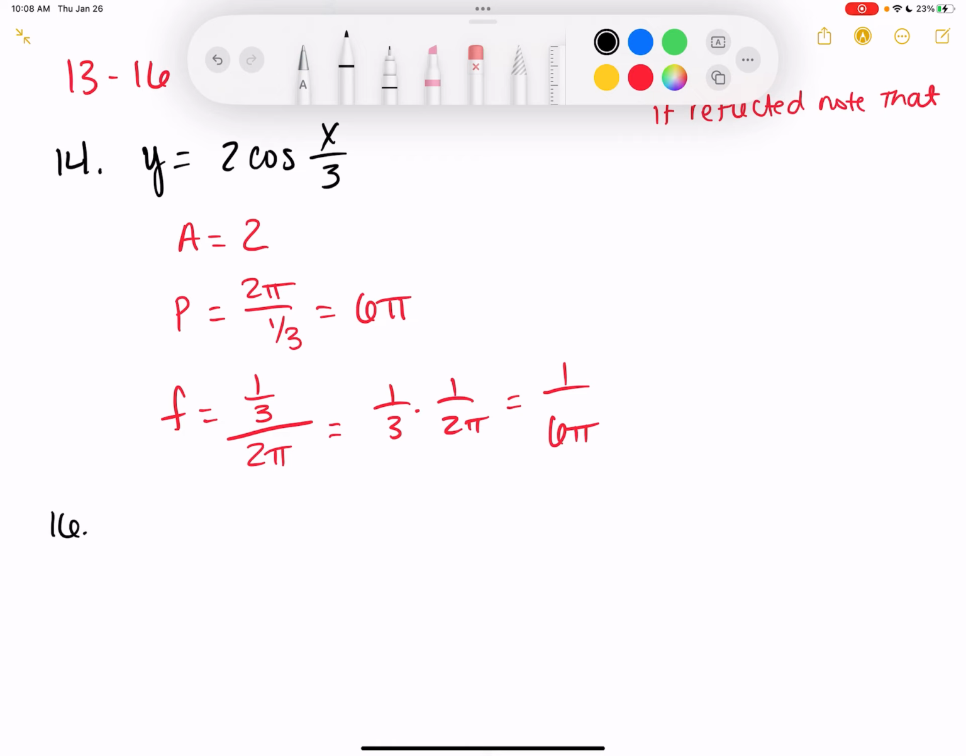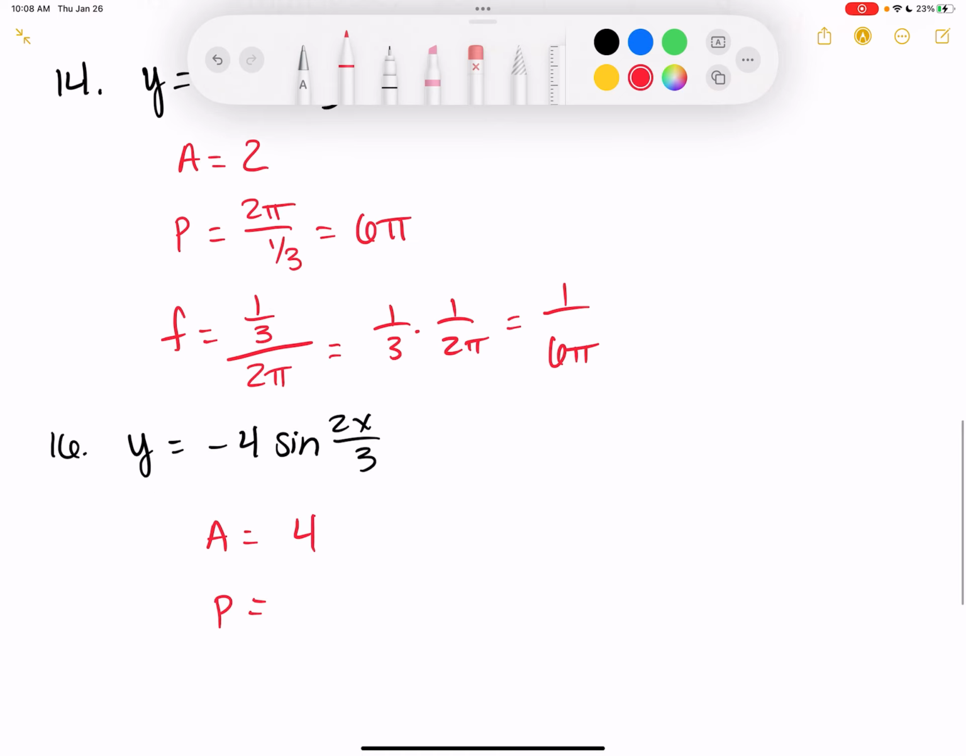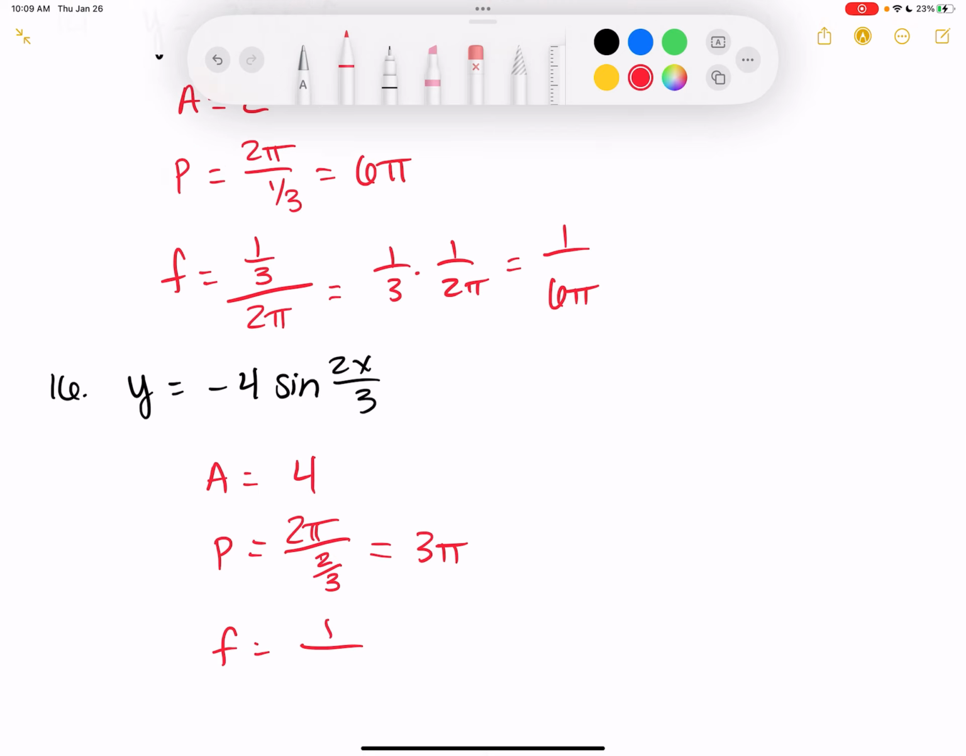So then we have y is equal to -4 sine of 2x over 3. So amplitude would be what? 4. Amplitude is 4. Period is 2 pi over 2/3, which is 3 pi. Frequency, we just do 1 over 3 pi. Yeah, it's going to end up being 1 over 3 pi because it's just literally getting flipped. And it's reflected. Yep, it's also reflected.